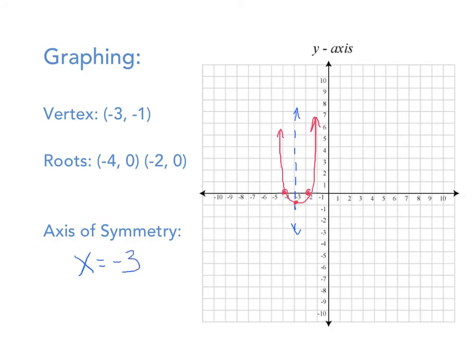And then we just write the equation for this, which is x equals -3. The axis of symmetry for your parabolas is always going to be the x value of your vertex, for parabolas that are functions. So since the vertex has an x value of -3, the axis of symmetry is x equals -3.